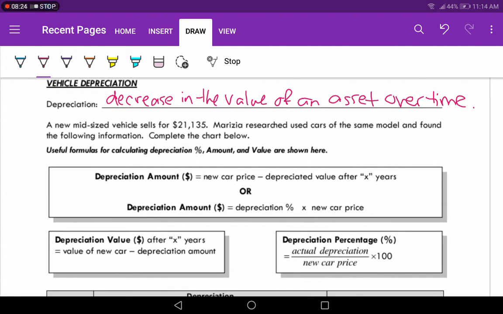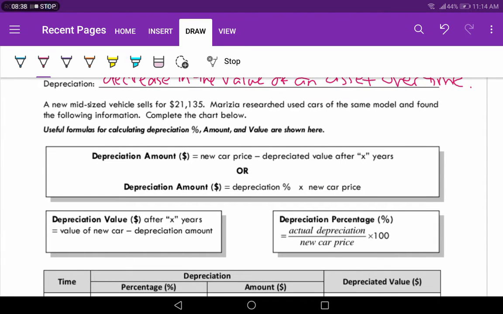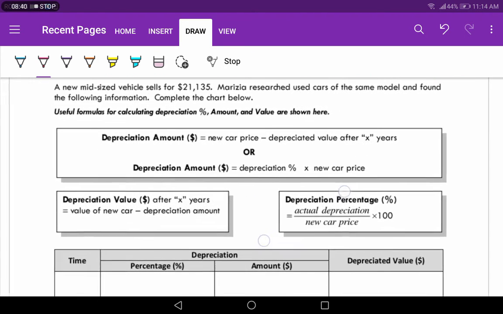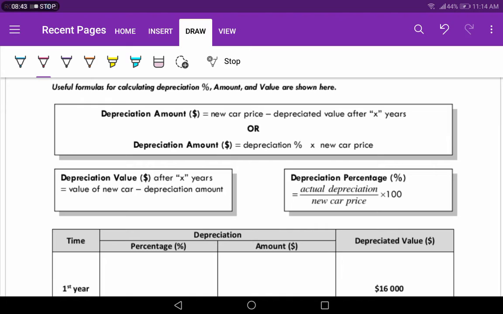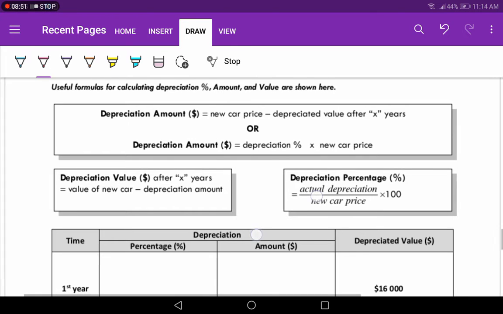So a new midsize vehicle sells for $21,135. Maurizia researched used cars of the same model and found the following information. Complete the chart below. Useful formulas for calculating depreciation percent, amount, and values are shown here. These are going to be very important. They're going to help you understand how to calculate depreciation in your homework and on your unit assignment.